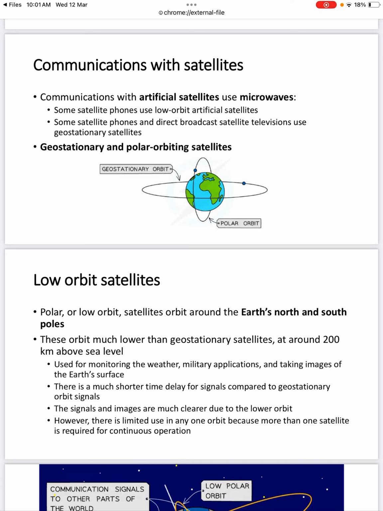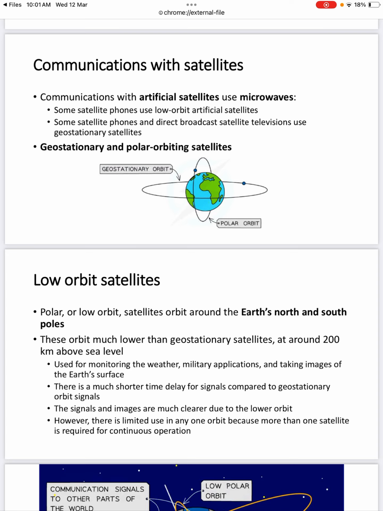So artificial satellites, we are talking about, as opposed to natural satellites. For example, the moon is a natural satellite of the Earth. An artificial satellite is any satellite which we launch into space so that it can orbit the Earth. When we are communicating with artificial satellites, we use microwaves. We produce microwaves, these microwaves go to that satellite, and that satellite responds by producing its own microwaves, which are beamed down to Earth.